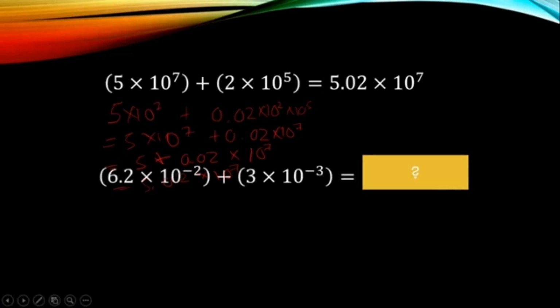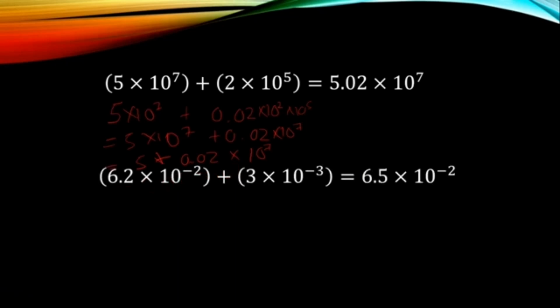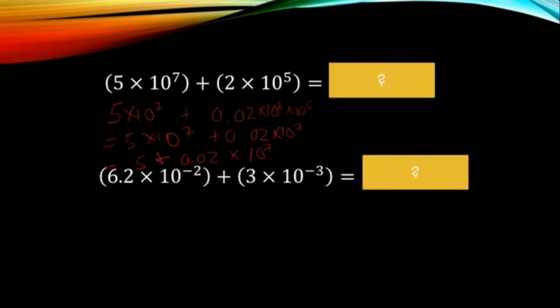Another problem. In this next problem, we have 6.2 times 10 to the power minus 2 plus 3 times 10 to the power minus 3. Take note now that these powers are negative, so what we can do here is to just work around these numbers so that we can get either both in powers of minus 2 or powers of minus 3, and then we can do our working. I think it would be easier since this is the higher power or the bigger power, considering that on the number line minus 2 is bigger than minus 3.